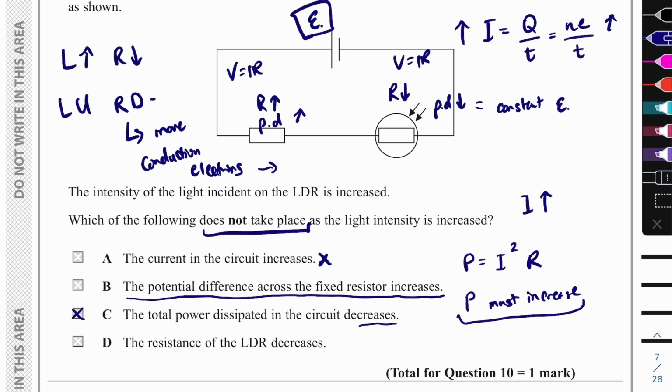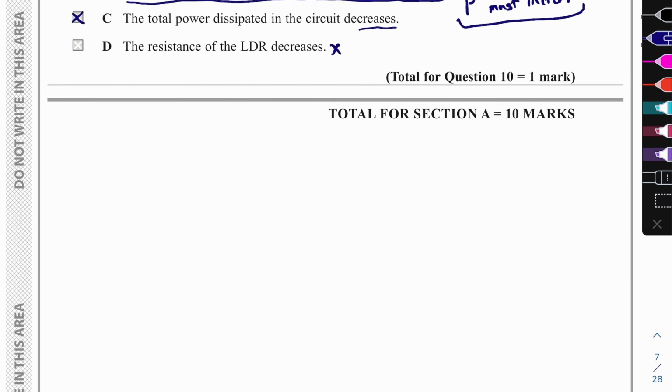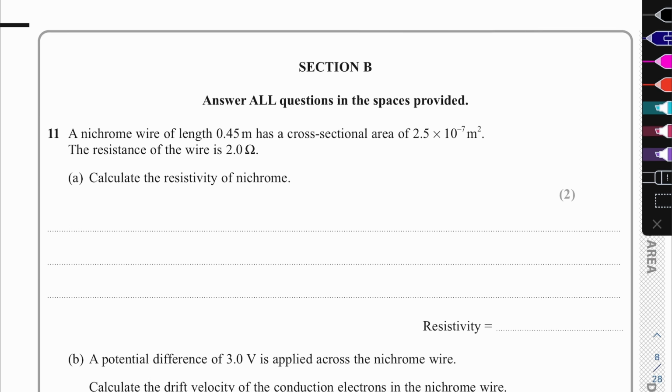So C is correct. And the resistance of the LDR decreases. We already mentioned that lights up, resistance down. So this is obviously already wrong. So C is the only answer. Now let's move on to the structured questions. Question number 11.